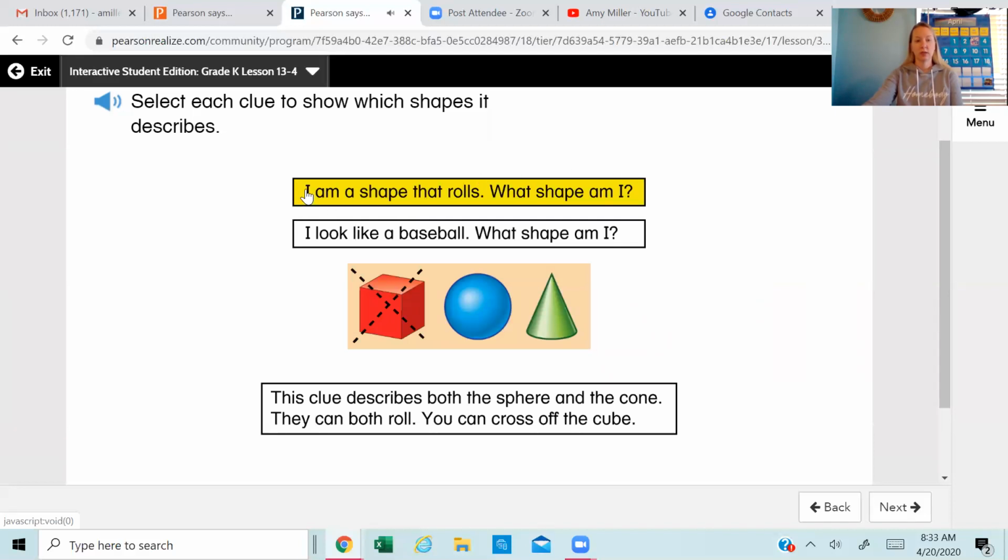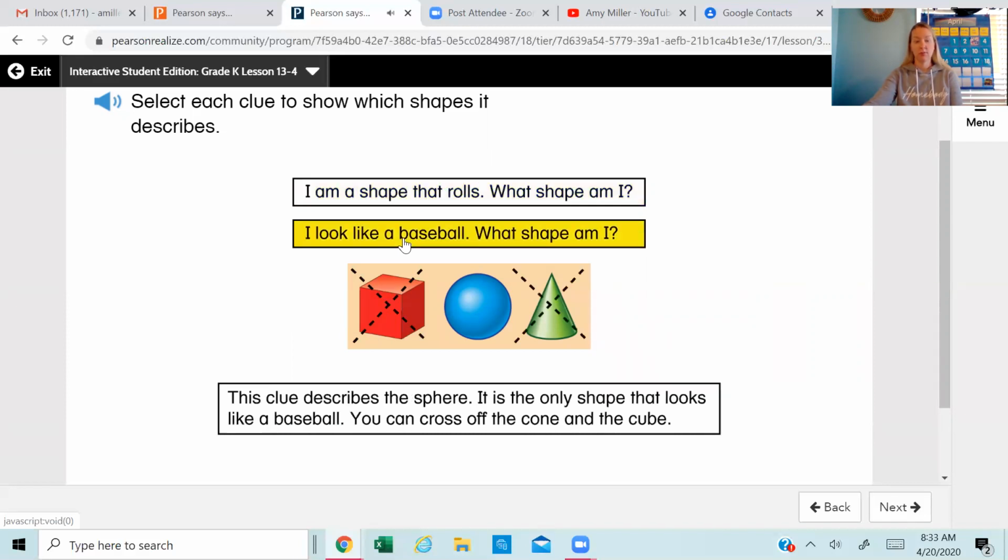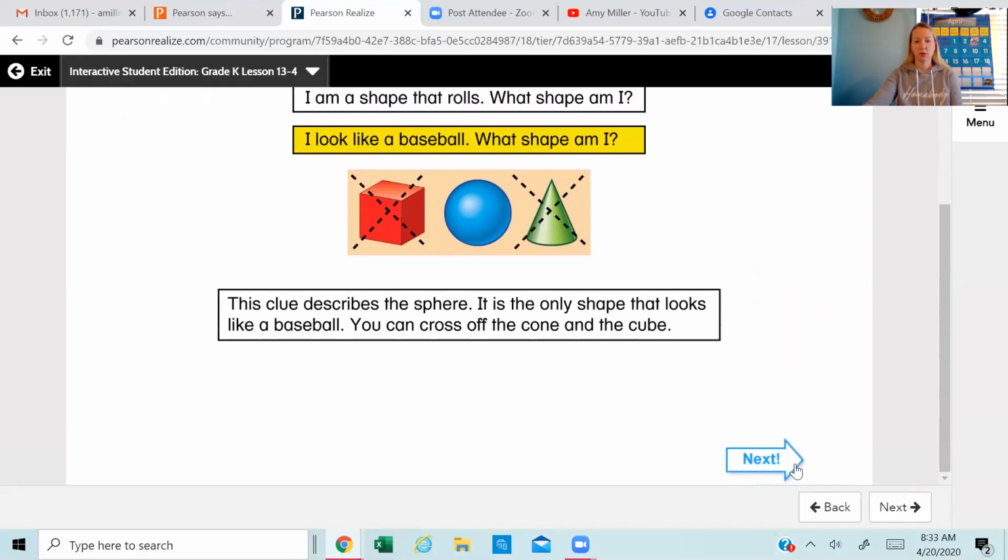Okay, I'm sorry. I thought they would read it. It says, I am a shape that rolls. What shape am I? You can cross off the cube, they said, because it cannot roll. And the second clue. This clue describes the sphere. It is the only shape that looks like a baseball. You can cross off the cone and the cube. This clue said, I look like a baseball. What shape am I? So pretty much, we just did the same thing they shared on the video.